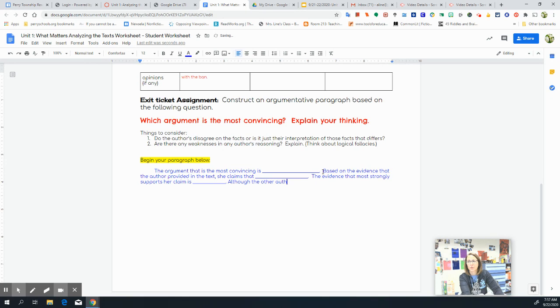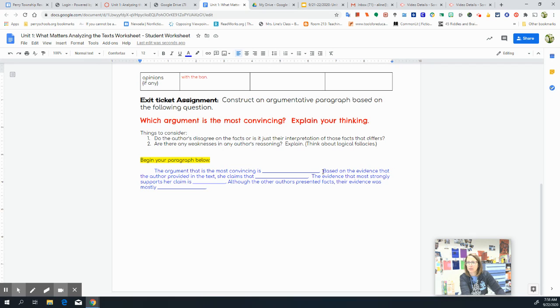other authors presented facts, their evidence was mostly, okay, you could say logical fallacies, and then you'll give some examples of that. But this is basically how you're going to start and fill in those blanks for your argumentative paragraph, okay?